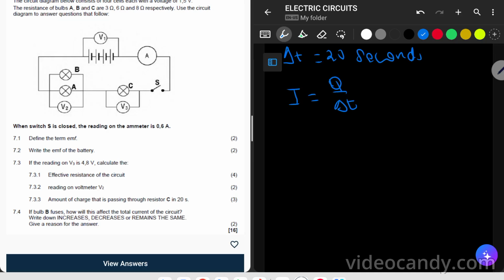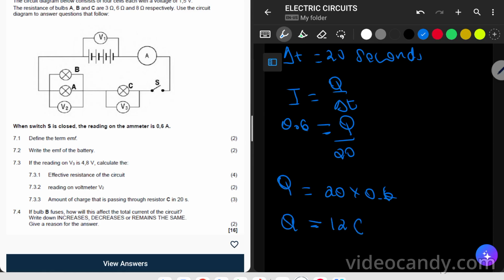By looking at your illustration, resistor C is a resistor that is in series. So you already have the current. Current that passes through C is the same as the total current. Therefore, you're going to substitute. Current, you got 0.6, which is the total current, is equal to Q divided by the time, which is 20 seconds. You multiply both sides by 20. Therefore, Q is equal to 20 multiplied by 0.6, and then you're going to get 12. Therefore, the charge that you have in this instance is 12 coulombs.